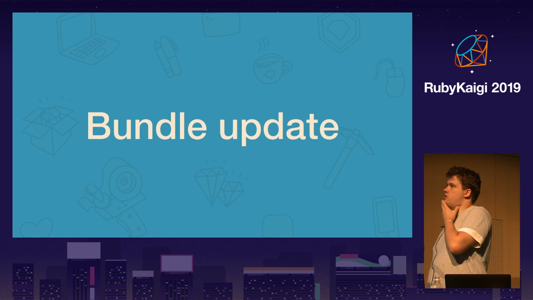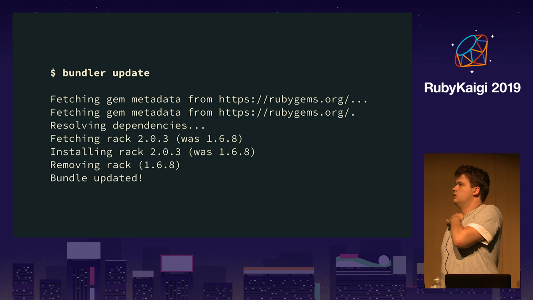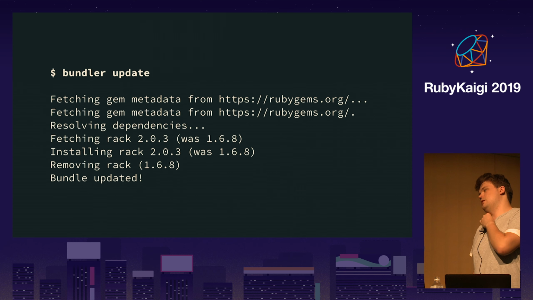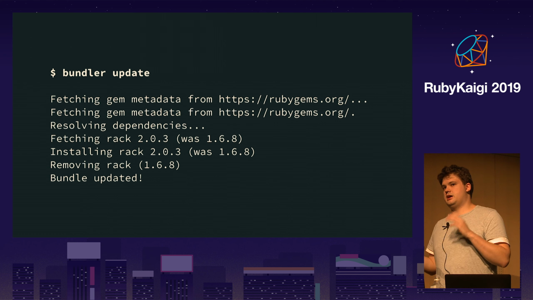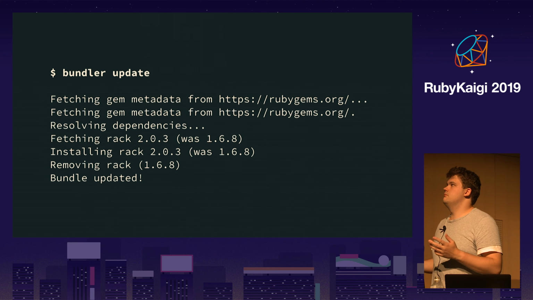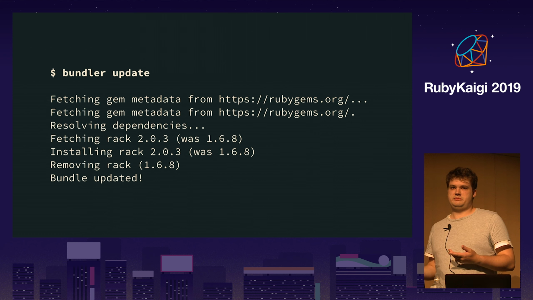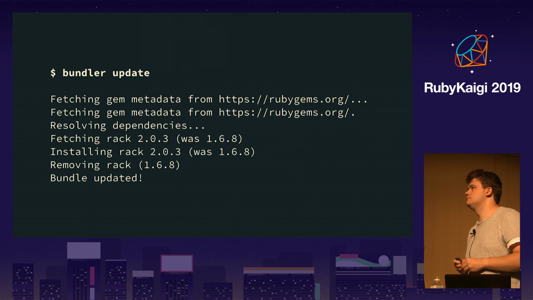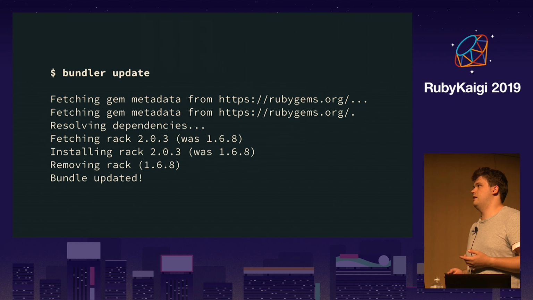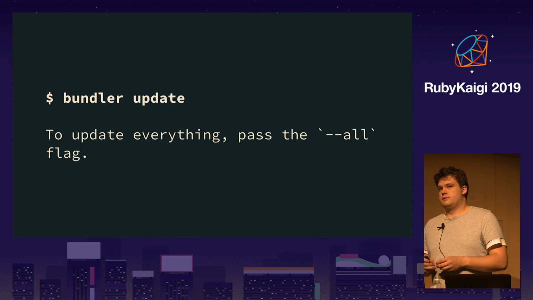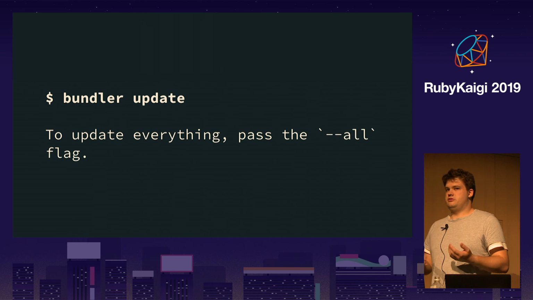For bundle update, we're going to get rid of the update all gems feature by default. So if you do bundle update without any gem that you specifically want to update, it will update all the gems. We don't think that's behavior we would encourage. So what we're going to do instead is that you specifically have to pass the all flag. If you want to update all the gems, you do bundle update --all. Otherwise, you have to supply a gem that you specifically want to update.